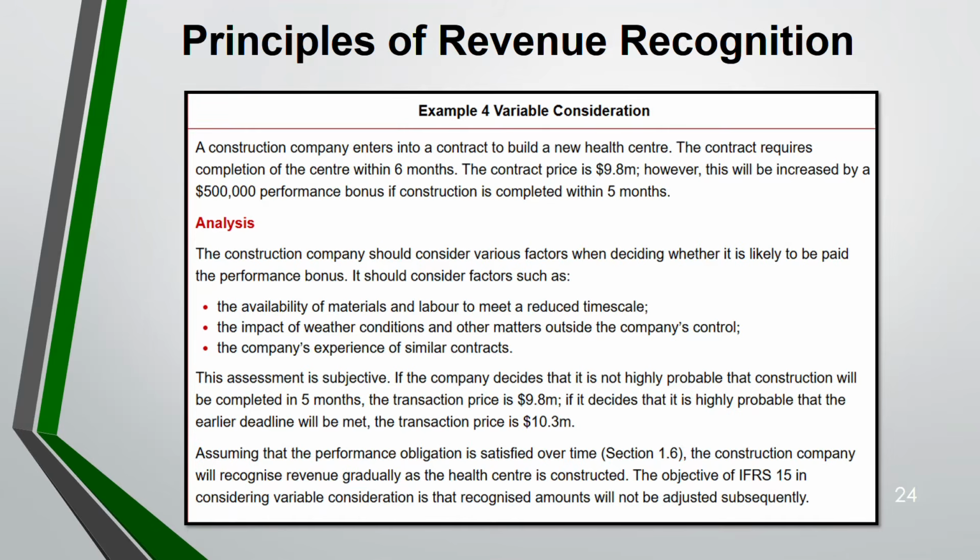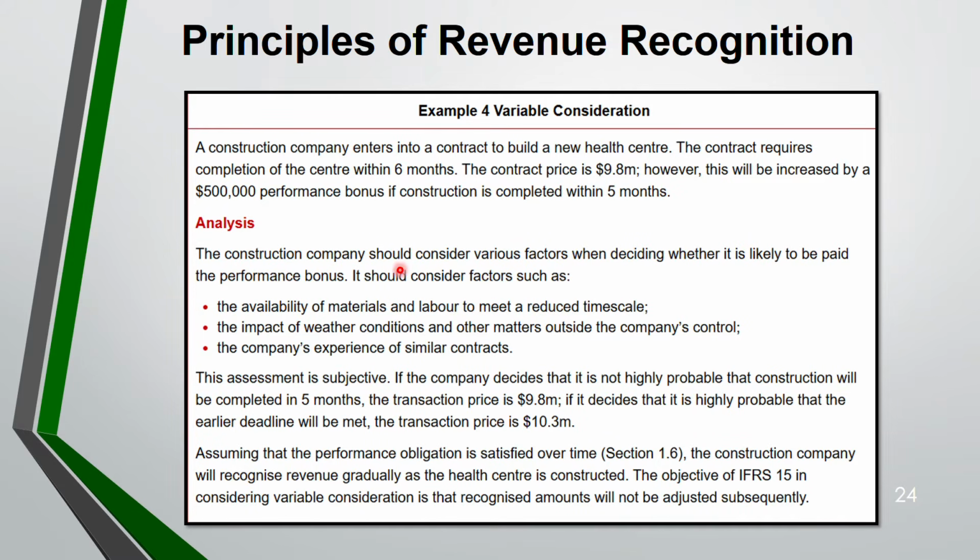Now, example 4. This is an example of a variable consideration. So let us go through example 4. A construction company enters into a contract to build a new health center. The contract requires completion of the center within 6 months. Contract price is 9.8 million, but this will be increased by a 500,000 performance bonus if construction is completed within 5 months. So now you have to see whether we will include that 500,000 in that 9.8 or not. It's a variable consideration. So let's check the answer.